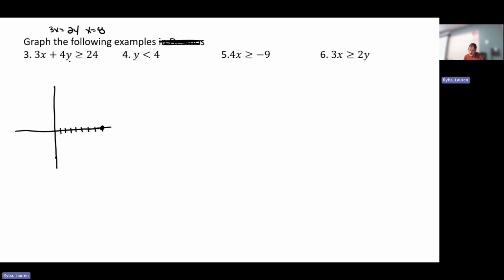I do the same to solve for y. So 4y equals 24. I want to divide by 4. y is 6. So 1, 2, 3, 4, 5, 6. Once I have my 2 points, I can determine if it's a solid or dashed line. Because it has the equals to piece, this one is going to be a solid line.